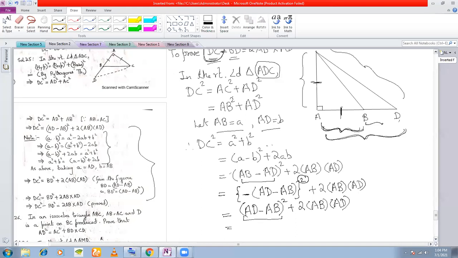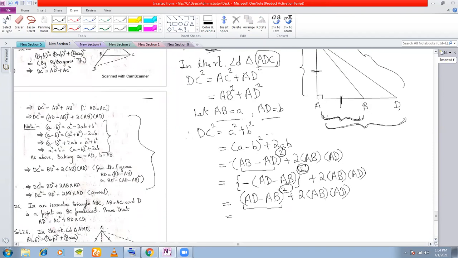Sir, why have you done minus AD minus AB whole square? Because there is a square here. Minus, because AD is the bigger length, right? So we have to subtract the smaller length from the bigger length. We cannot subtract the bigger length from the smaller length, isn't it? So AD is the bigger length. So that is why I've written AD first. Now you understood?